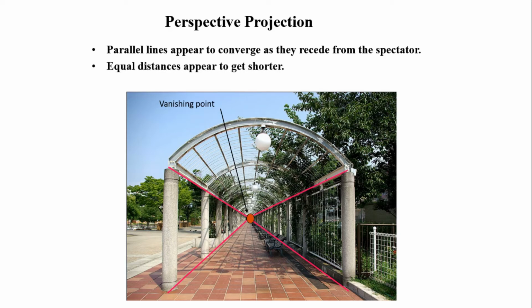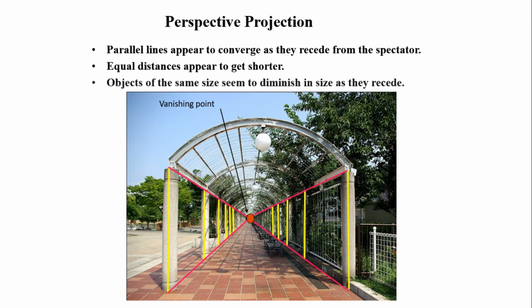So this point is the vanishing point, the end point. See, the yellow lines represent the pillars of this walkway. We know that the pillars of the walkway will be of equal height. It won't be having any change in height in most of the cases.